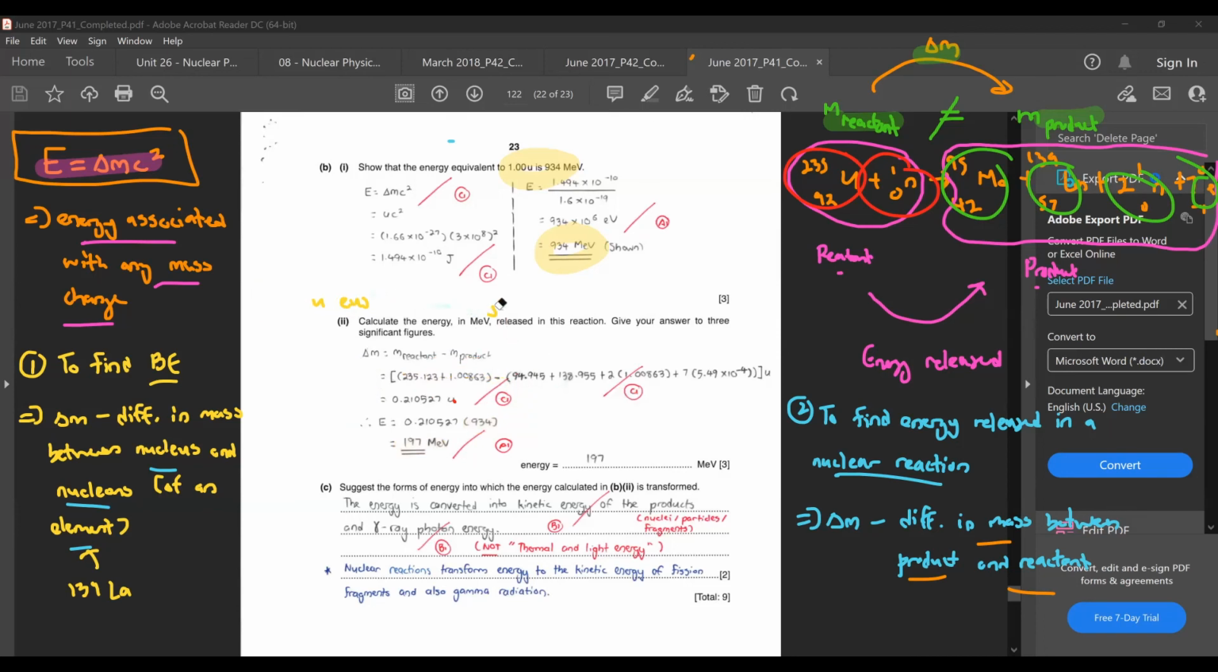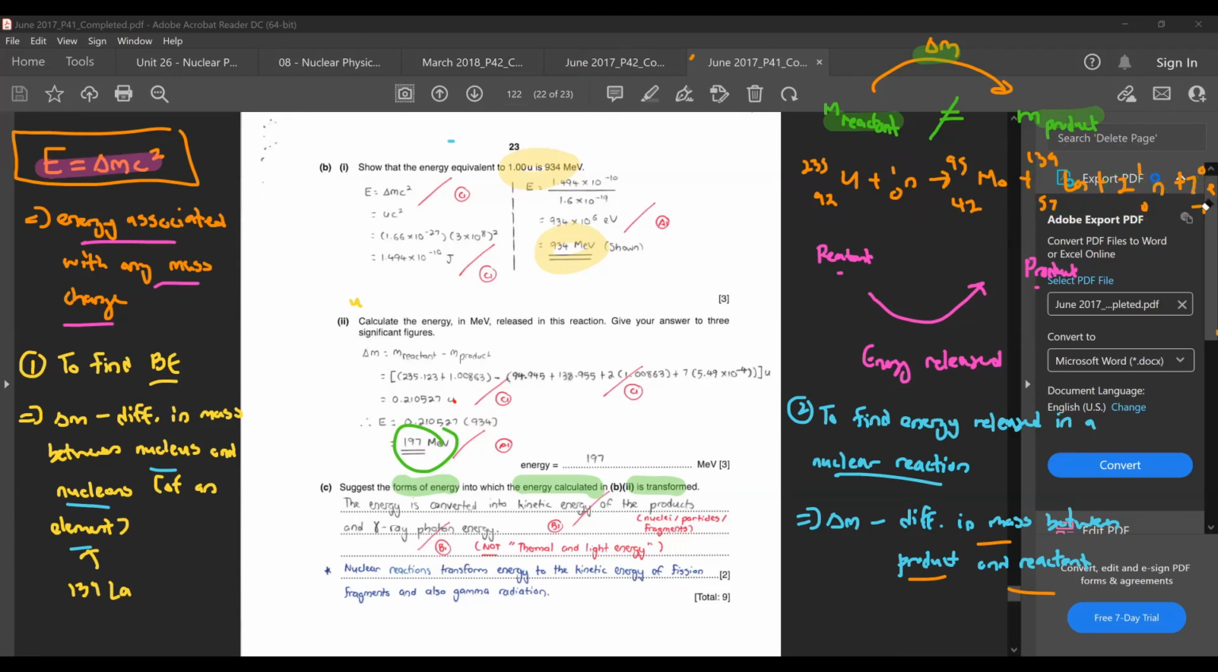After that, you go and look at part C. This is the last part. The last part is asking you to suggest the forms of energy into which the energy calculated in B2 is transformed. So you already know that your energy release here is 197 MeV. Your nuclear reaction just now gives you an amount of energy release of 197 MeV. So what are the forms of energy that this 197 MeV is converted to?